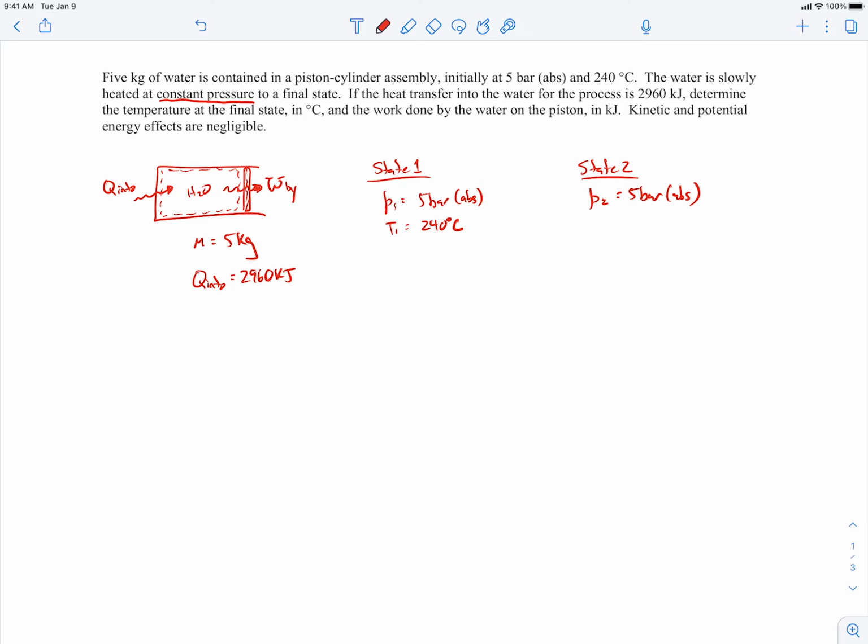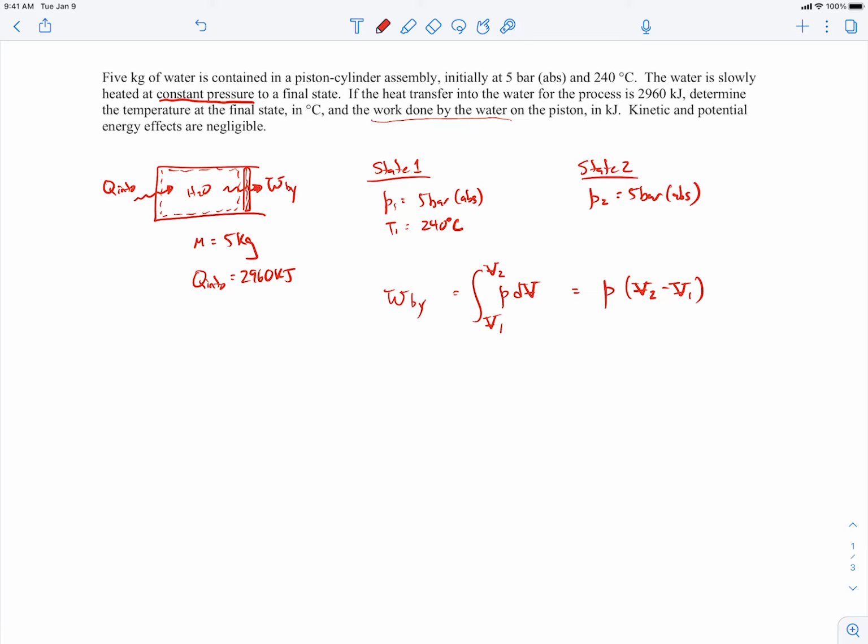First of all, I'm going to try to calculate the work done by the water on the piston. I know that that work is going to be PdV work because we're looking at the work that the water is doing on this piston. So let's write that down. The work done by the system is the integral from some initial volume to the final volume of P times dV. We know the pressure is constant, right? We're told in the problem statement it's a constant pressure process, so that means we can pull that outside the integral, and we'll just be left with the pressure times the change in volume.